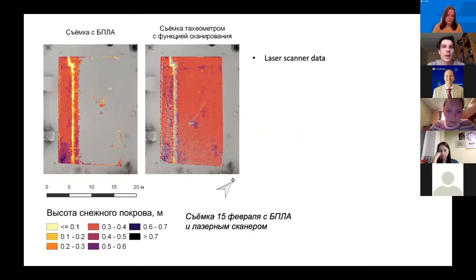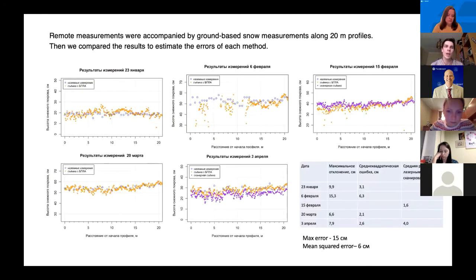And this is a result of the laser scanning on the same dates. As you can see, there are also some problems, some gaps here. Then we used those results of remote sensing measurements, accompanied by ground-based snow measurements made along 20-meter profiles. We compared the results to estimate the errors of each method, and we found that the mean squared error of both LIDAR and photogrammetric methods was about 6 centimeters, and the maximum error was 15 centimeters.